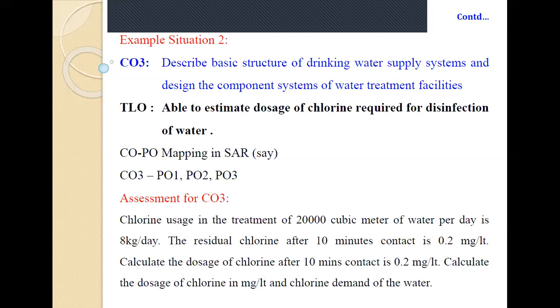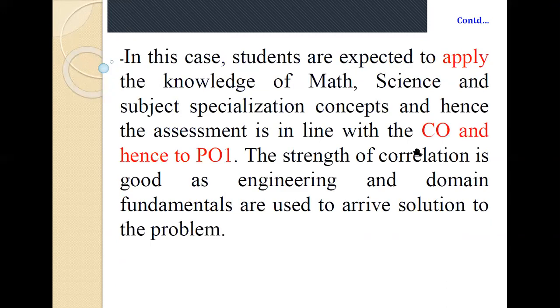Somehow this TLO has to be mapped with the COs that we consider. If the mapping is not done, then all are going to be kept aside, so the attainment process is going to be affected a lot. In this case, students are expected to apply the knowledge of math, science, because we are talking about PO1.